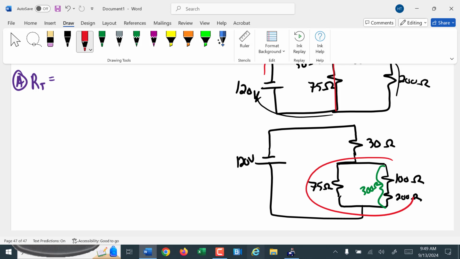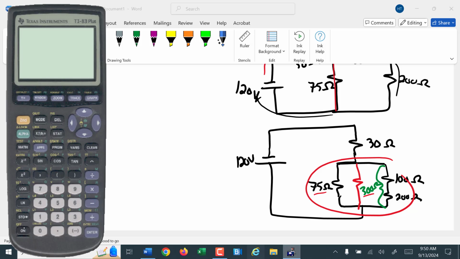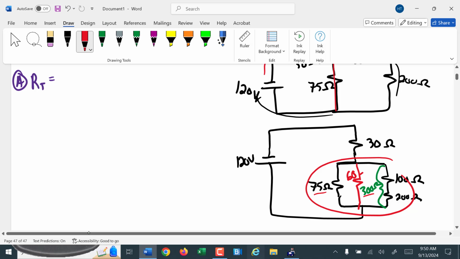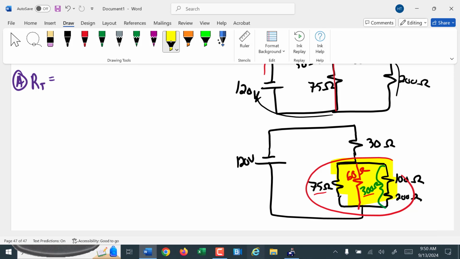Now then we can replace this whole section. We get a piece here that is the combination of the 75 and 300. So we have to use that reciprocal key again. 75 reciprocal plus 300 reciprocal equals reciprocal 60 ohms. So this whole branch here was just reduced to 60 ohms. Then that is now in series with the 30 ohms here, so we add them together to get 90 ohms total resistance.